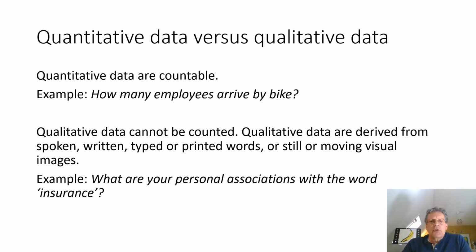Quantitative data versus qualitative data. Quantitative data are countable. Example: how many employees arrive by bike. Qualitative data, however, cannot be counted. Qualitative data are derived from spoken, written, typed or printed words, or still or moving visual images. Example: what are your personal associations with the word insurance? If I would ask each one of you, everyone has different personal associations.